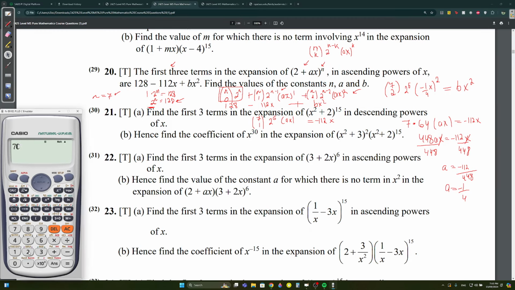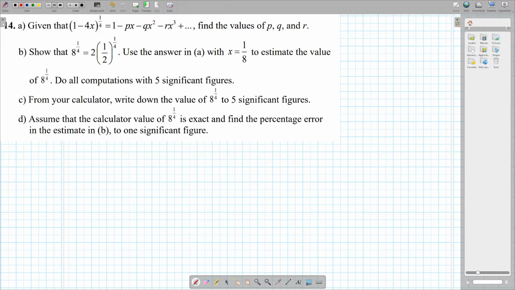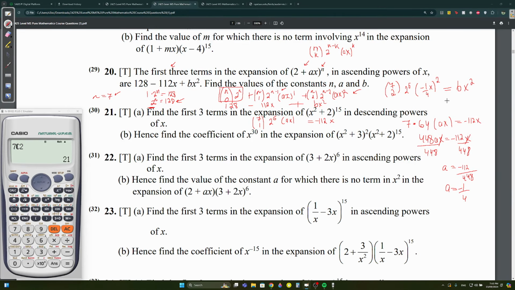7C2 should be 21. Yes. Oh my god, it's 21. 2 to the power of 5 is 32. Okay, minus 1 over 4 x squared, it becomes positive, yeah? So it's going to become 1 over 16 x squared equals bx squared. Let's clean this up a bit. x squared with x squared. This 32 with this 16 becomes 2. So we're going to get b equals, we're left with 21 times 2, which is 42.